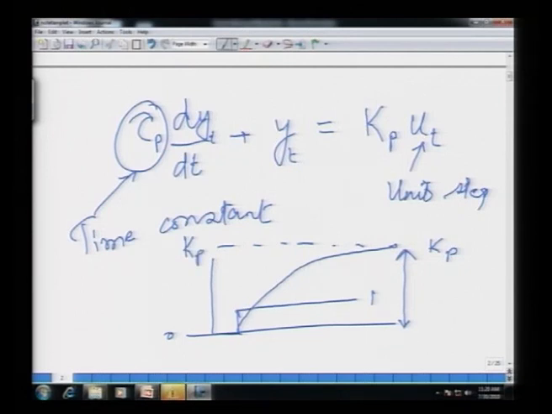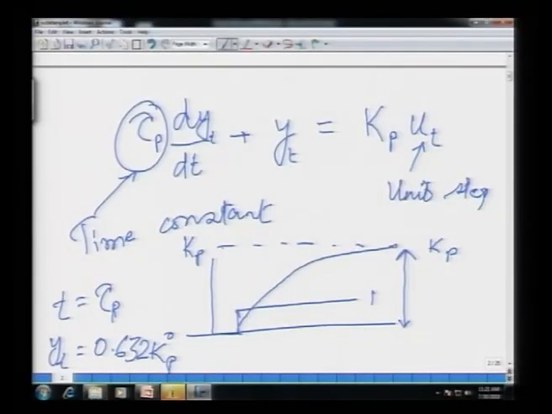If you look at the solution of this differential equation, what you also have is that at t is equal to tau p, y t is equal to 0.632 of k p. What that essentially means is that 63.2% of the overall response gets completed in one time constant. Similarly, about 95% of the total response gets completed in three time constants. So, in one time constant, if this is the total response, 2/3 would be about here. This would be one time constant. If you take three time constants, which would be about here, about 95% of the overall response would have completed.